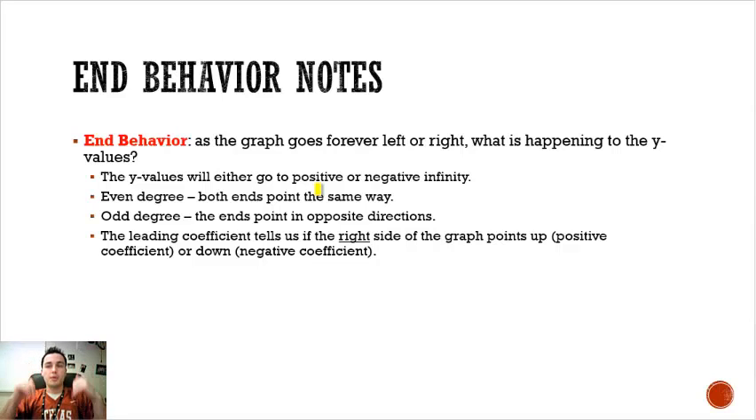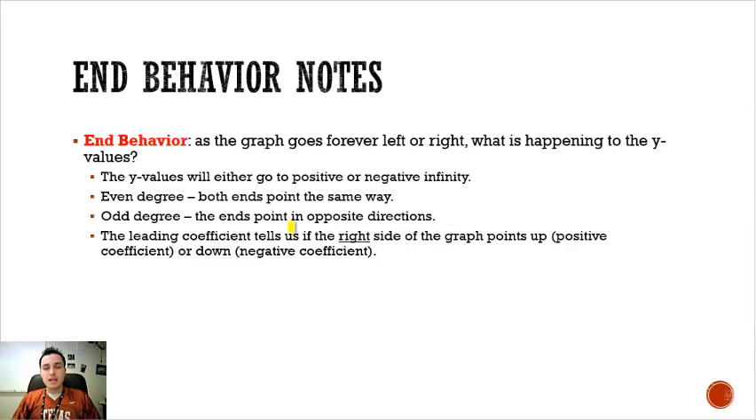Whether things point up or down is all going to depend on what this bottom thing says. We'll get to that in a second. If the degree is odd, so it's linear, just a regular x, or x cubed, x to the fifth, whatever, then they'll go in opposite directions. So one end will be pointing up, the other end will be pointing down, one way or the other.